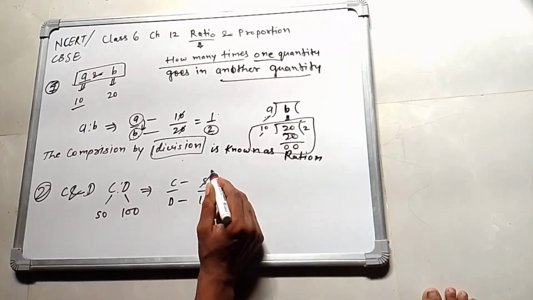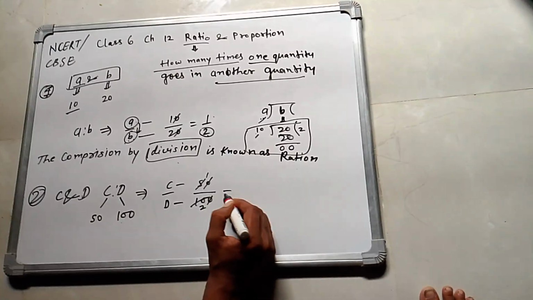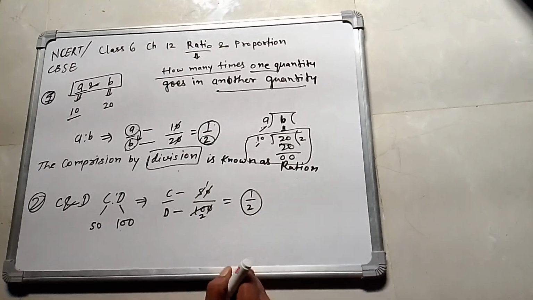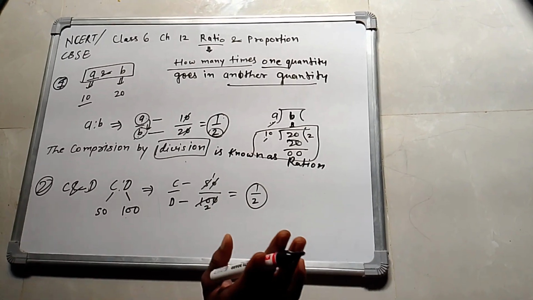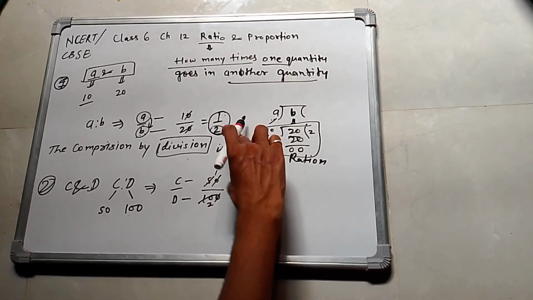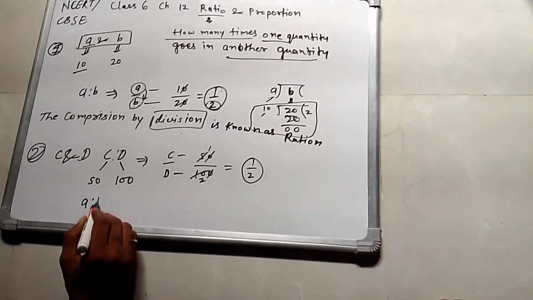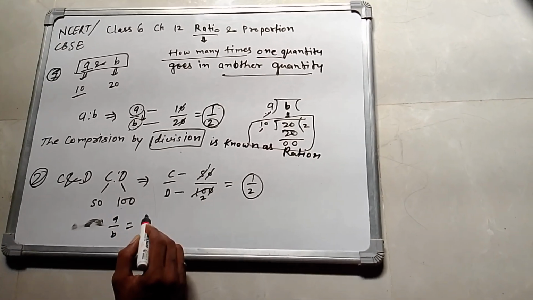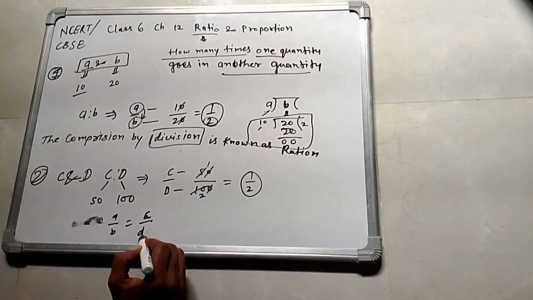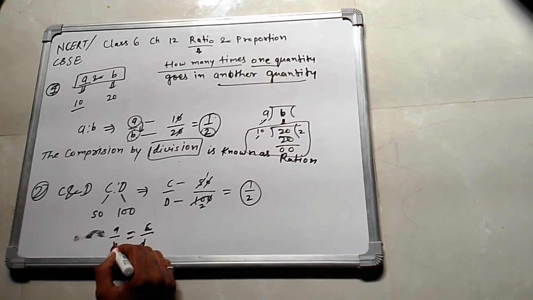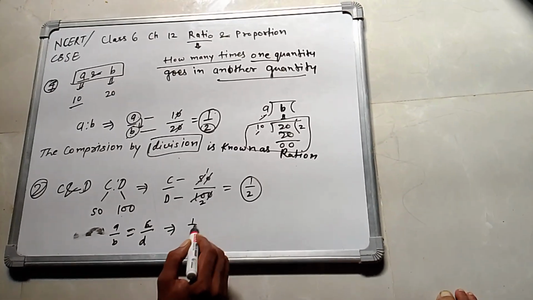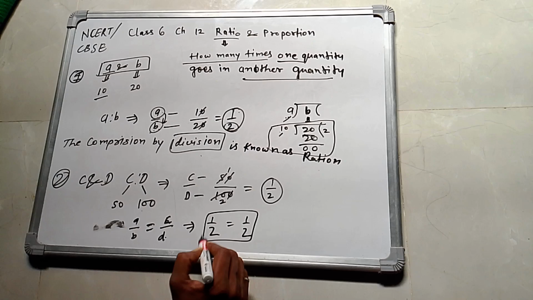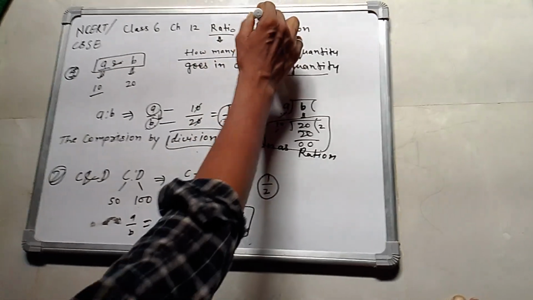Zero zero cancel out. 5 ones are 5, 5 twos are 10. Here it will be 1 by 2. Here also 1 by 2. Both ratios are equal. A by B, sorry, C by D, it is equal. A by B value is 1/2. C by D is also 1/2. Both are same. If two ratios are equal, this is the proportion concept.